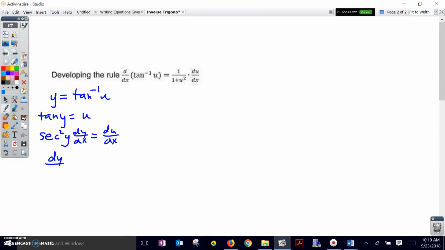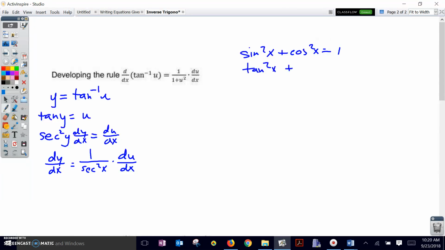And so dy dx is equal to 1 over the secant squared of y times du dx. And we go back to our Pythagorean identity here. We know that sine squared of x plus cosine squared of x is equal to 1. And from that, we know that tangent squared of x plus 1 is equal to secant squared of x. And so I can replace the secant squared here with 1 plus tangent squared.